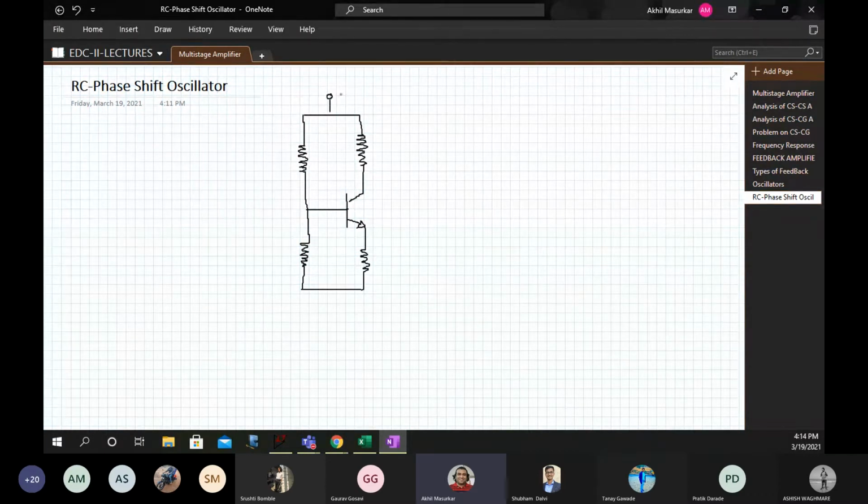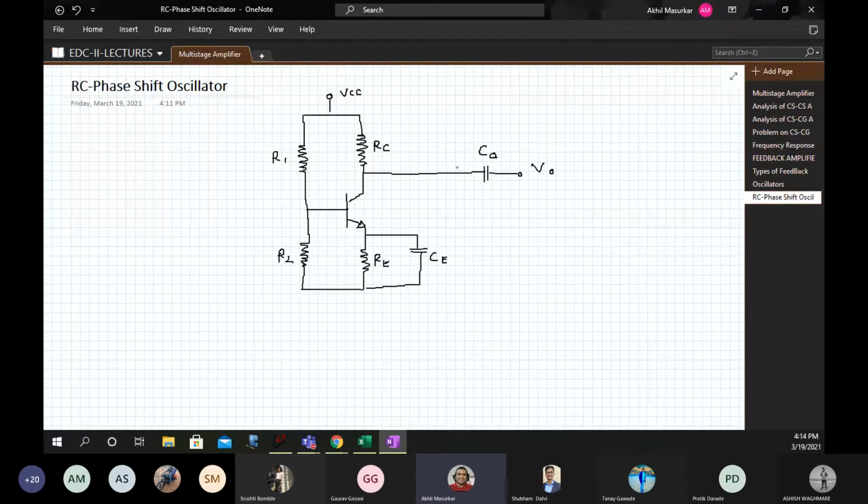An amplifier will have its own power supply. This is RC, this is R1, R2, then here we have RE, and then we have CE. Here we can have a coupling capacitor CC or C0, and here we can call this V0, and this is the place where we are actually going to give the input to the amplifier. So this is my amplifying circuit.